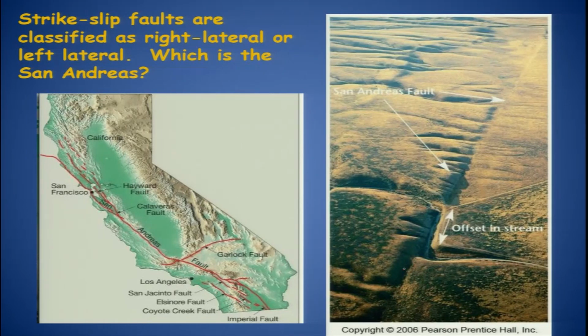Now this portion, if you see carefully, has blocked this channel here. So this type of feature is termed a shutter ridge. They are acting as a shutter in front of the channels which are flowing across the scarp here. So this portion is up, this is down, and also we see the lateral offset along this fault.